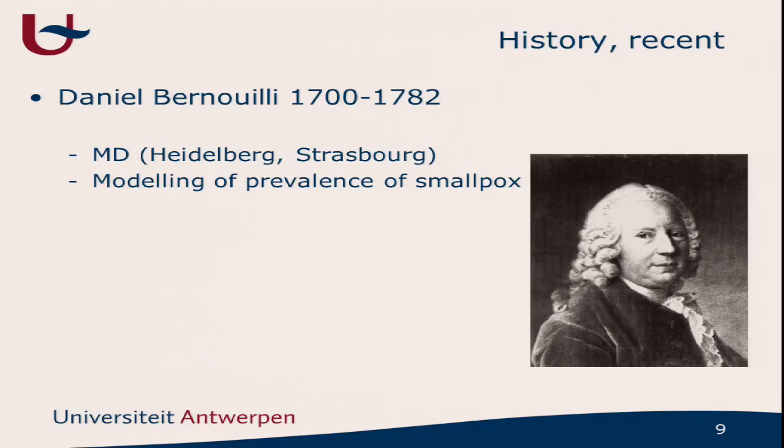So Bernoulli in the 18th century developed a logistic regression for the modeling of the prevalence of smallpox. It seems to me rather straightforward to come up with this idea of using a logistic regression. Another thing, of course, is the estimation of the parameters of the model. That's another story. But coming up with the idea of developing a logistic regression is not that complex. So Daniel Bernoulli, very important.